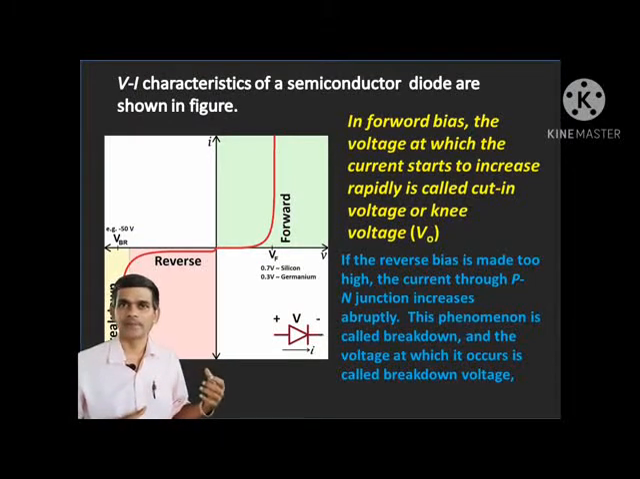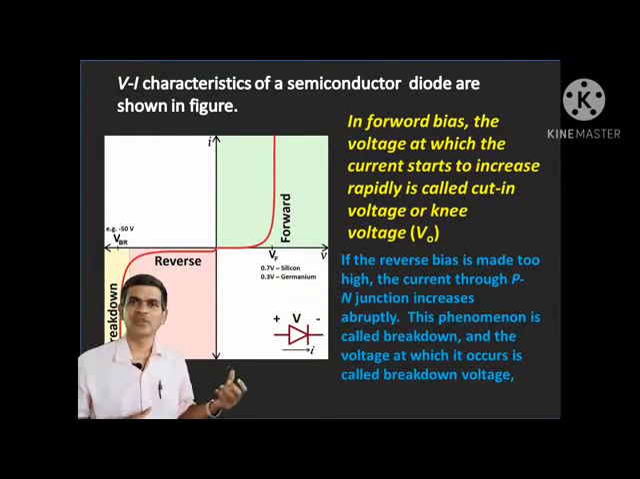This is important. We see in the figure, in forward bias the current at the start increases slowly up to a voltage called the knee voltage. After that, it starts to increase rapidly, and that particular voltage at which it starts to increase rapidly is called the cut-in voltage or knee voltage. This cut-in voltage is 0.7 volt in the case of silicon diodes, because the junction barrier potential is 0.7 volt. After 0.7 volt, the current increases rapidly as the voltage increases.